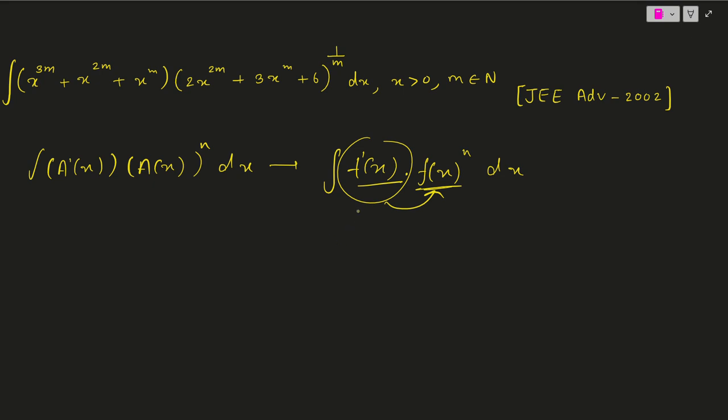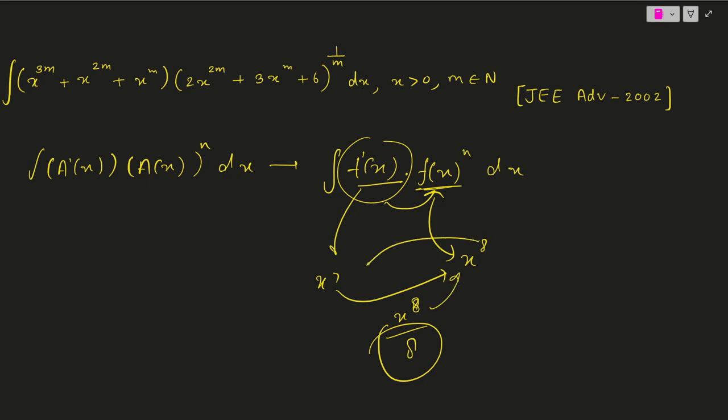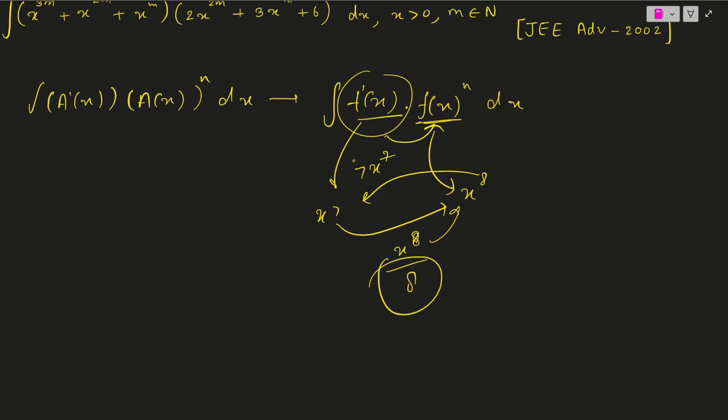Let's assume an example. If this is x raised to power 7 and x raised to power 8, if we integrate this, we can get this. We can worry about constants later, but we are getting this. And if we differentiate this, we'll get this. So we can conclude that if we want to form this kind of expression, the degree of this polynomial and the degree of this polynomial, the difference should be 1.